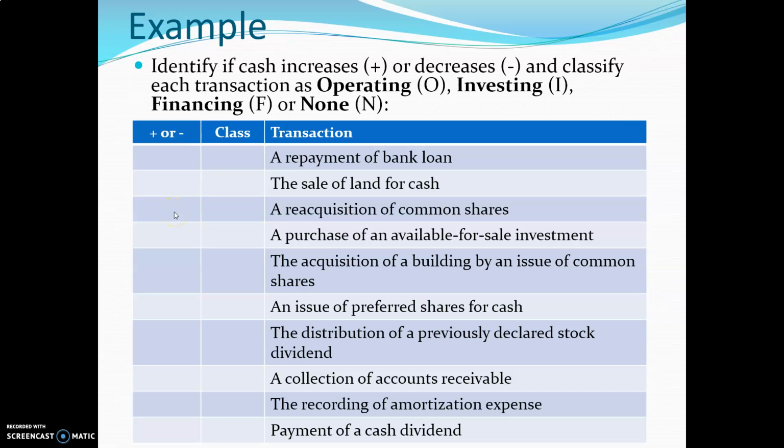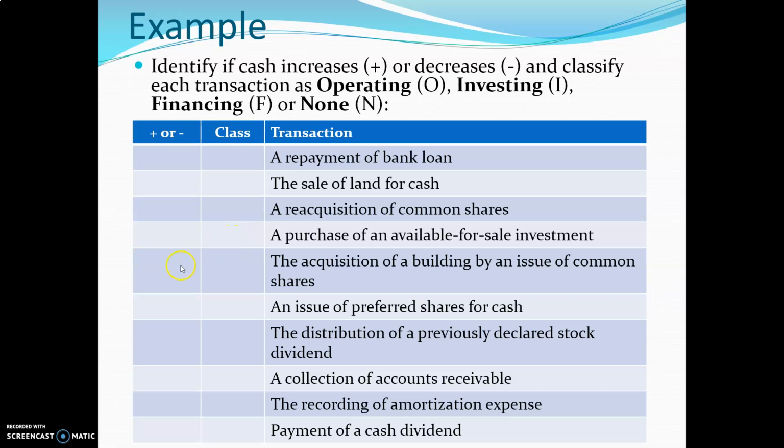Reacquisition of common shares. This is an equity account. We're reacquiring, so we're buying them back, which means this is negative and that this will be a financing activity. A purchase of an available for sale investment. Well, this will end up decreasing our cash. We're getting more investment, so this will be I.